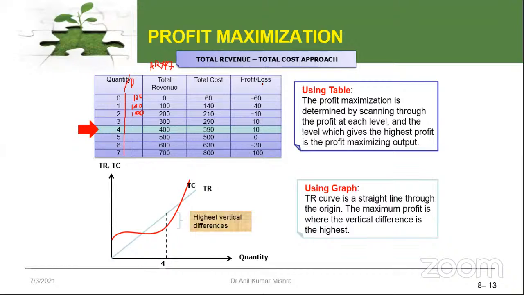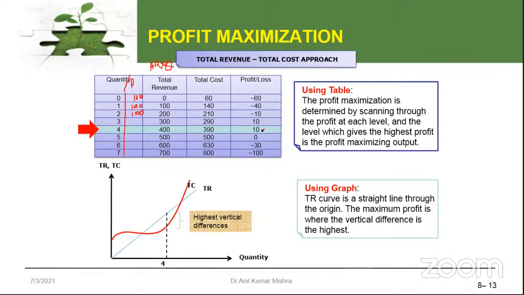So what do you find here? Total cost increases initially at a diminishing rate. Thereafter, it increases at an increasing rate. This is the shape of the total cost. And total revenue is a horizontal straight line. And corresponding to this output, our target is where the profit is the maximum.